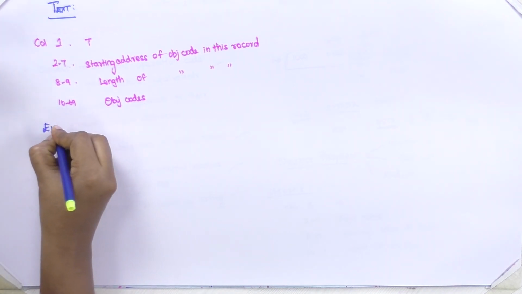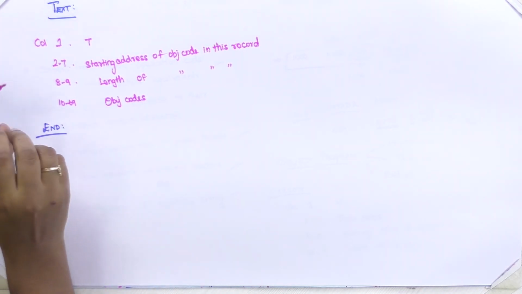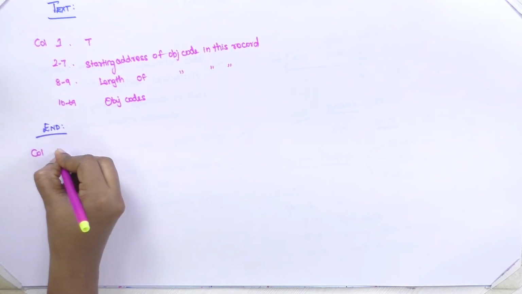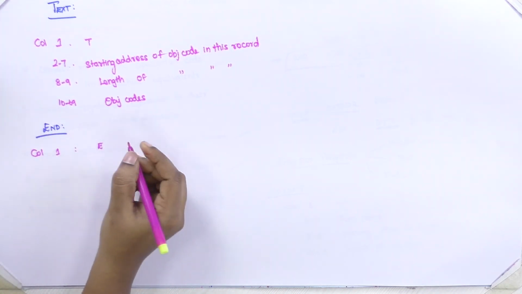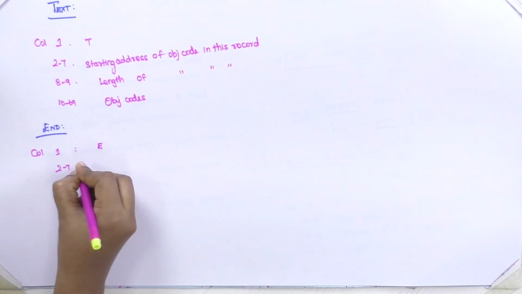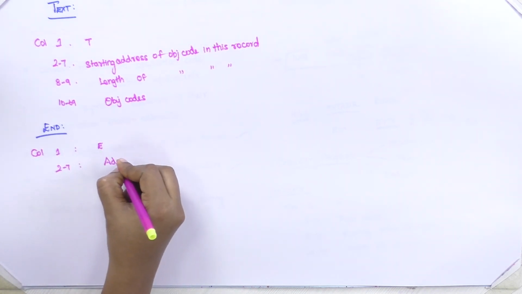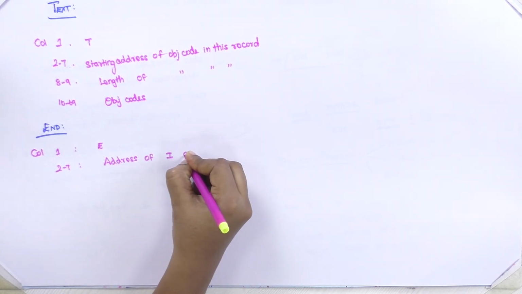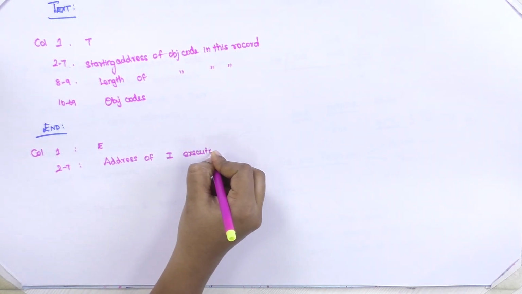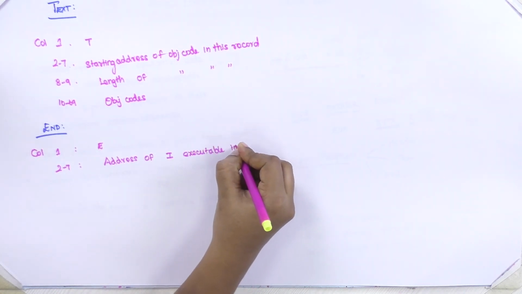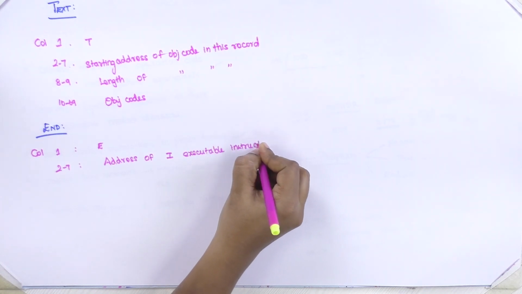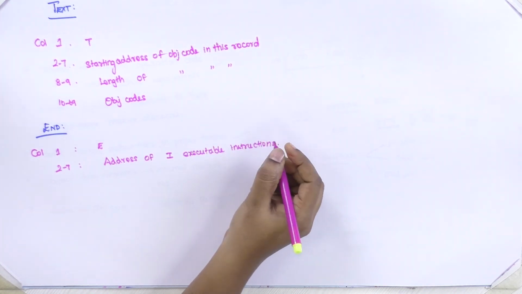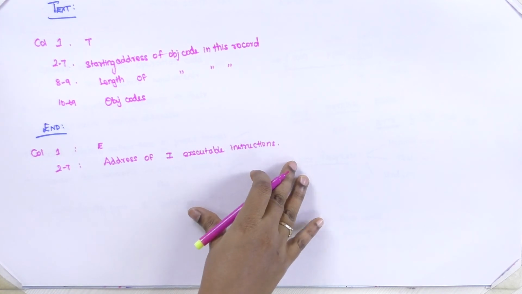Then the end record. In the end record, column 1 will contain E and columns 2 to 7 will contain the address of the first executable instruction. So this is the format of our object program.